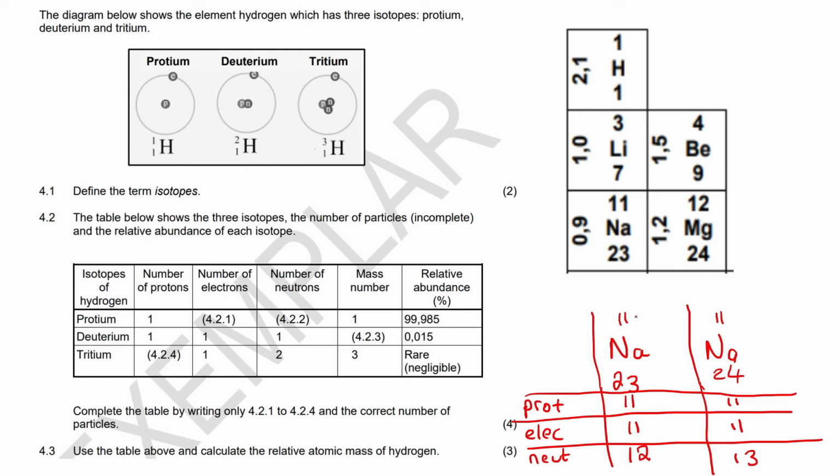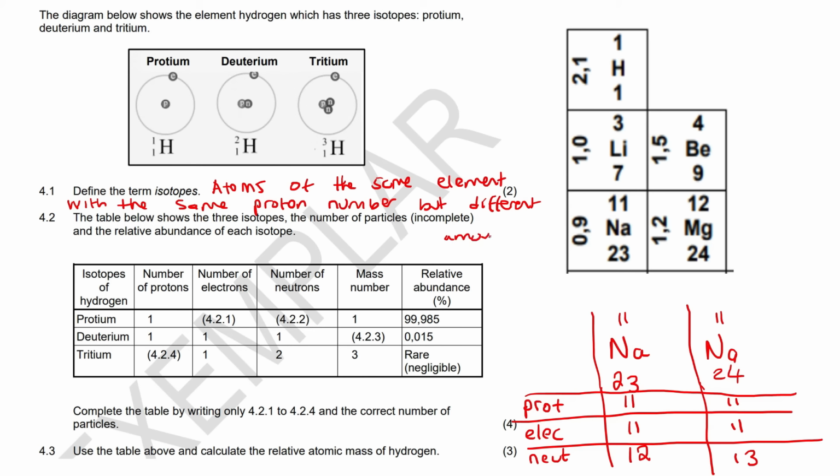So these two things are isotopes. Therefore, isotopes are the same element, sodium and sodium, but with different numbers of neutrons. So if we had to give a definition, we would say that isotopes are atoms of the same element with the same proton number, but a different number of neutrons. So the protons have to be the same.